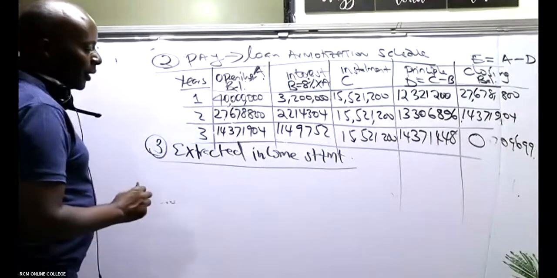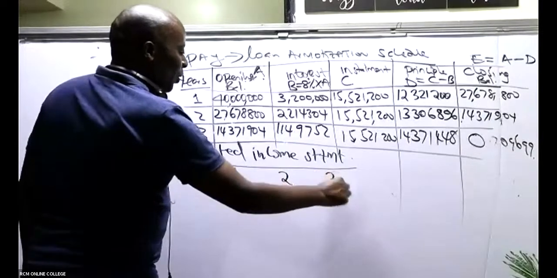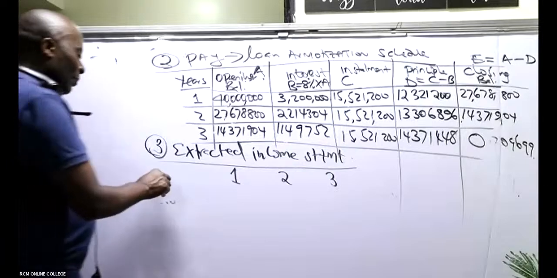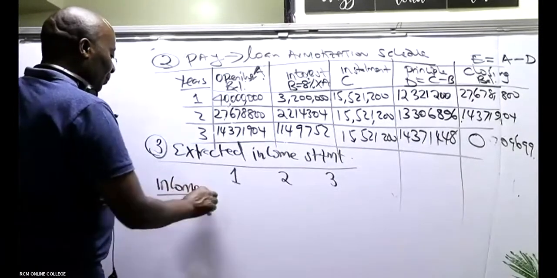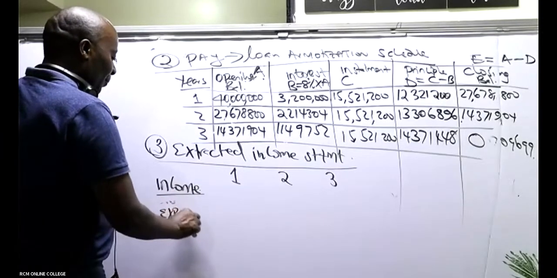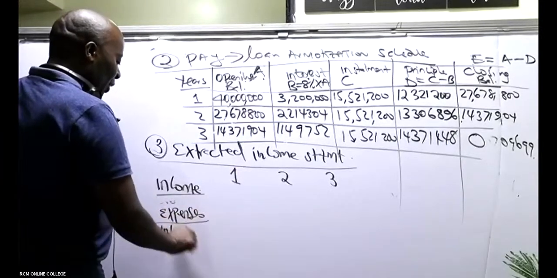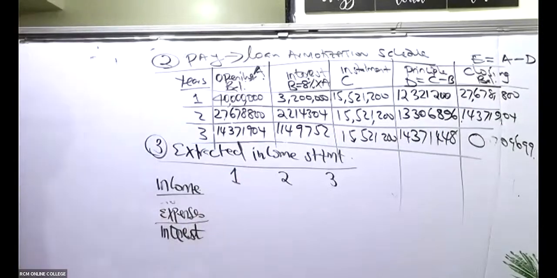Extracted income statement. So remember, we have 3 years: year 1, year 2, year 3. You're going to have an income because there was a disposal done. And then we have expenses. There are two expenses normally. We have interest paid, interest there, and then lastly, of course, we have what we call depreciation.